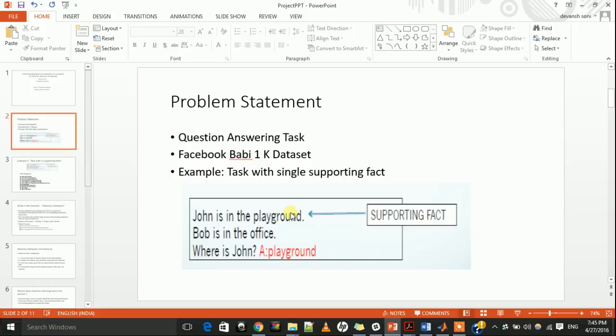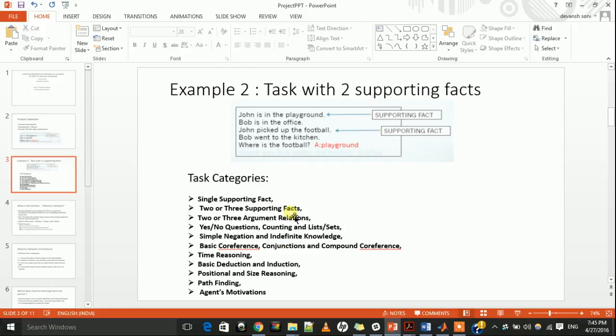Let's see another example. It says John is in the playground. Bob is in the office. John picked up the football. Bob went to the kitchen. So where is the football? So the correct answer is playground.